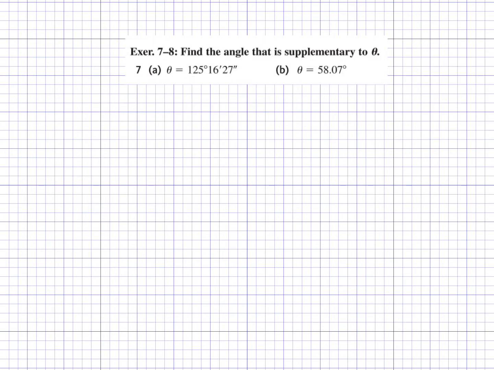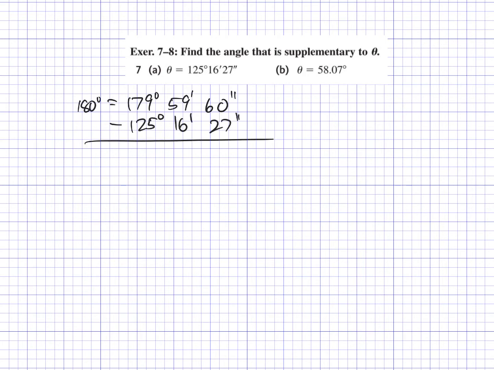Okay. Now find the angle that is supplementary. Supplementary, well, 180 degrees is the same thing as 179 degrees, 59 minutes, and 60 seconds again. Okay? Same thing as your complementary, except supplementary needs to be 180. So you're subtracting the 125 degrees, the 16 minutes, and the 27 seconds. 60 minus 27 is 33.